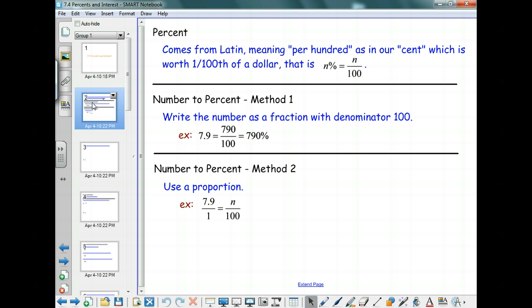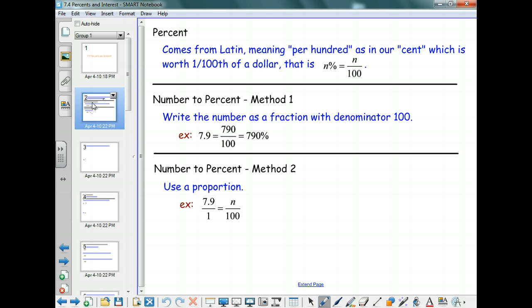The word percent actually comes from Latin, meaning per hundred, as in our cent, right? A penny, a cent, which is worth 1/100th of a dollar. So when you see N and then that percent sign, and we read N percent, it means N 100ths, as in a fraction. That's what it really means. And there are different ways to convert between a number and a percent. So I'm going to show you two methods.